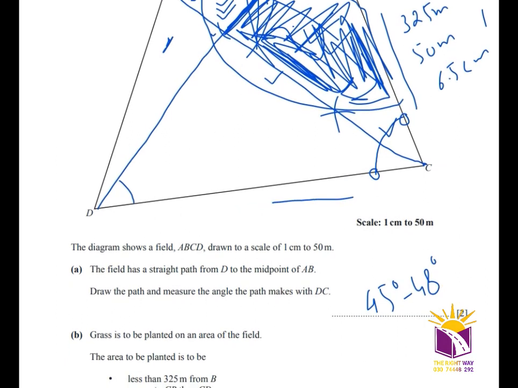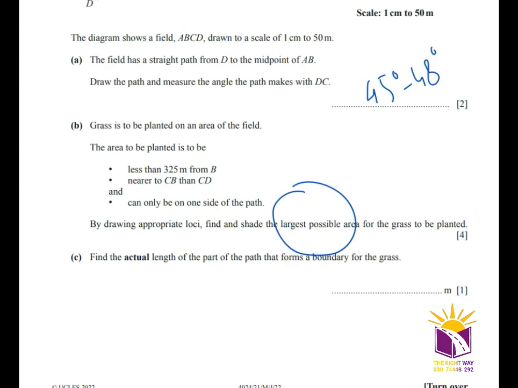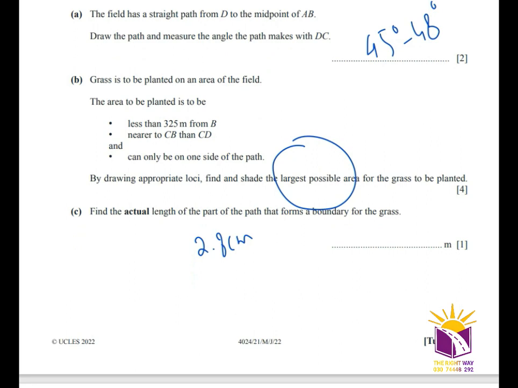So by calculating it with the help of the scale, you will get an answer equal to 2.8 centimeters. And by converting this 2.8 centimeters into meters, 1 centimeter is equal to 50 meters, because we have to find the actual length. So 2.8 will be equal to x. So 2.8 multiplied by 50 will be equal to 140 meters. So the actual length of the part of the path that forms the boundary will be 140 meters.